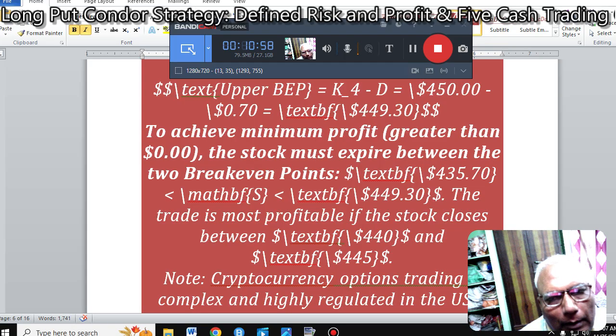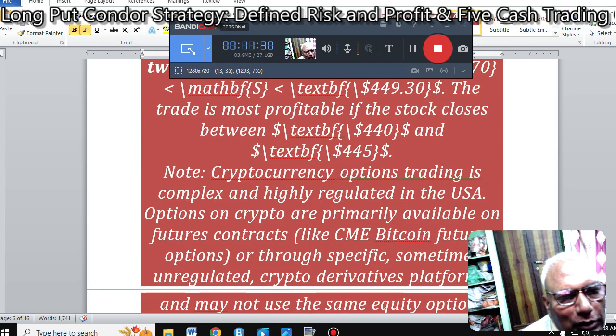The break-even points are $435.70 and $449.30. The trade is most profitable if the stock closes between $440 and $445. Note: cryptocurrency options trading is complex and highly regulated in the USA.